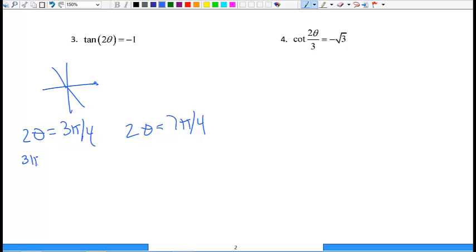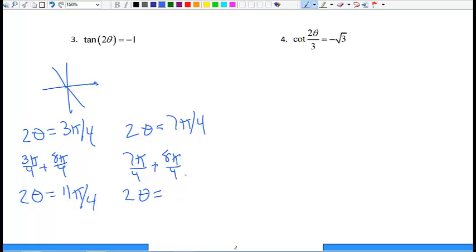So I'm going to take 3 pi fourths and add 2 pi. I'm going to write it as 8 pi fourths just so I can get common denominators. And then I'm going to take 7 pi fourths and add again 2 pi, which is 8 pi fourths. And so the next set of angles I pick up would be 11 pi fourths and 2 theta would equal 15 pi fourths. Okay, now these are all 2 thetas.